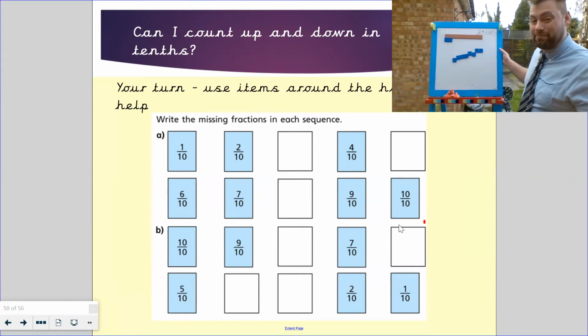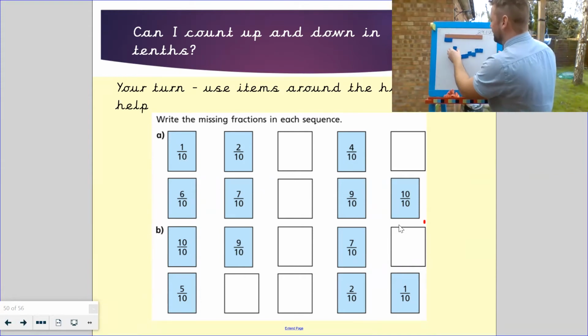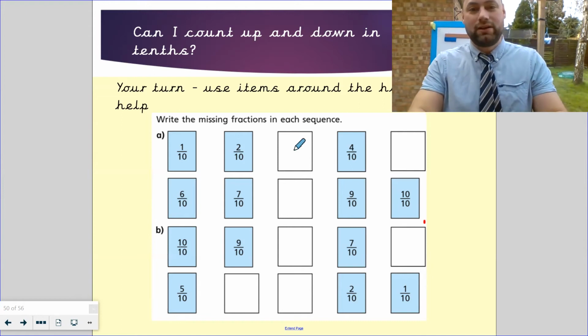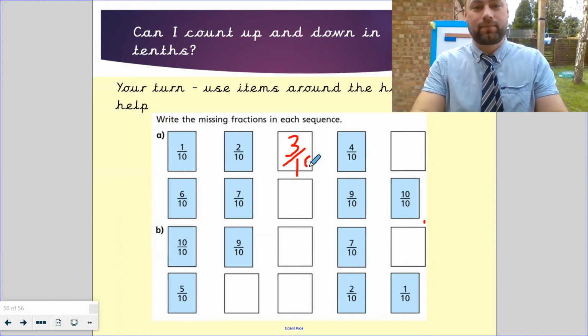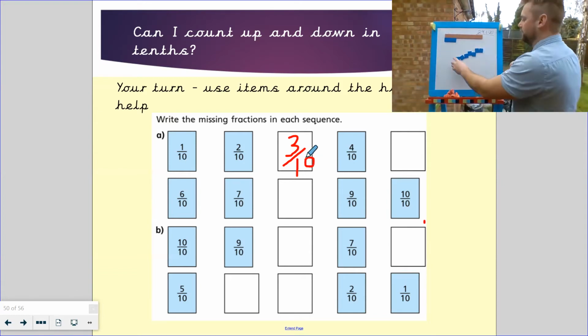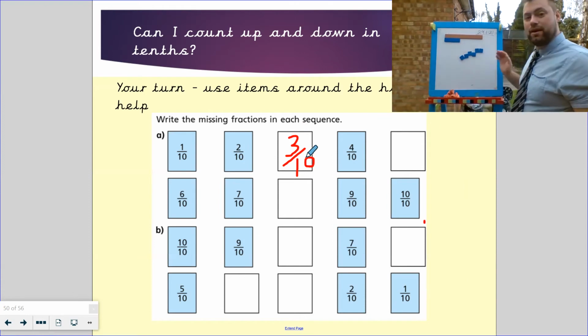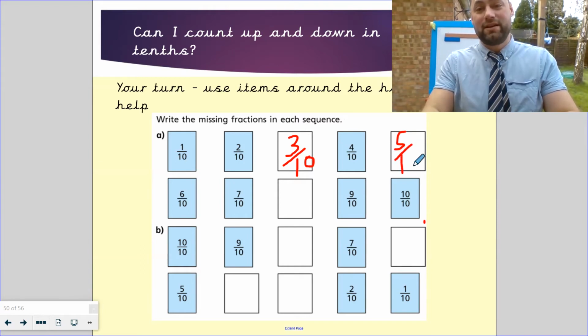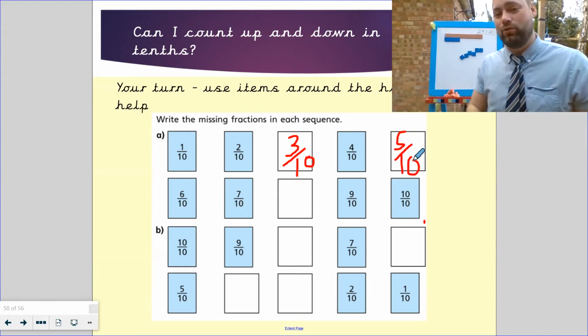Then I go up to 2. Now I've got a missing number. The one after says 4/10. So the missing one must be one less, which is 3. So you need to be writing 3/10 in this box. Very good. We now add 4/10. What comes after 4? That's right, 5. So it's 5/10. You're basically counting from 1 to 10 in order, guys.